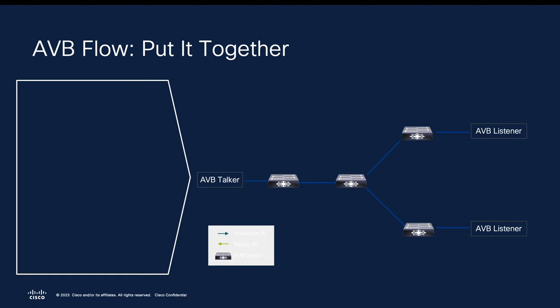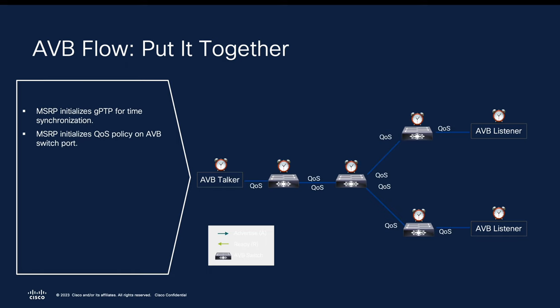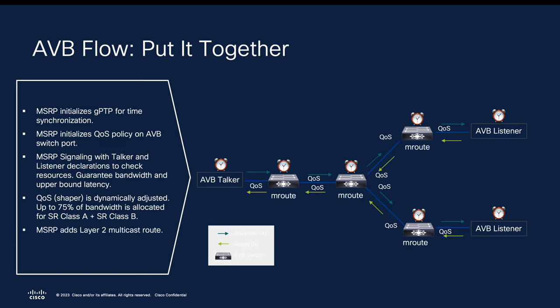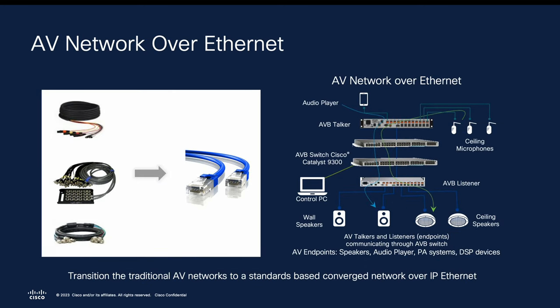Now that we have discussed the components and standards, what does the end solution actually look like? With MSRP, the GPTP standard is initiated to mandate time synchronization. Then MSRP initiates QoS policy on the AVB switch ports and signals to the AVB talkers and listeners to begin to check for resources on the AVB network to ensure that there is enough networking bandwidth and ensuring proper latency. Then the QoS shaper dynamically adjusts the stream of data while also allocating 75% AVB network bandwidth for SR class A and B devices. Then MSRP adds the layer 2 multicast route, beginning the start of the AVB stream flow.